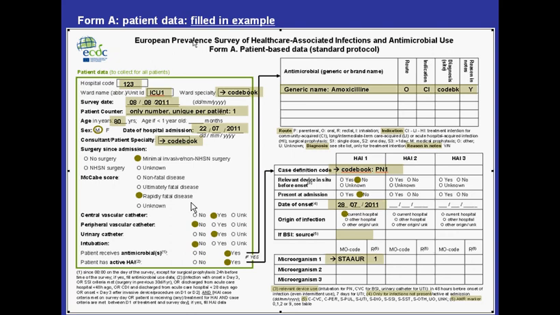It is important to understand that this McCabe score should be scored without the current HAI. In other words, if the patient has a pneumonia that is not an HAI, the pneumonia can be taken into account for the life expectancy of the patient. However, if the pneumonia is an HAI, then the pneumonia should not be taken into account. The protocol gives some examples for the different categories of the McCabe score.